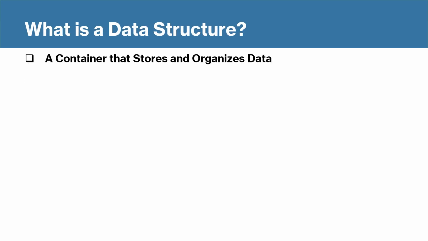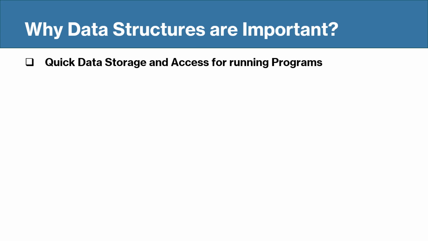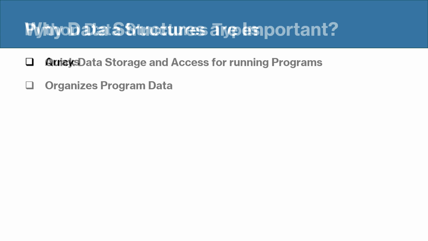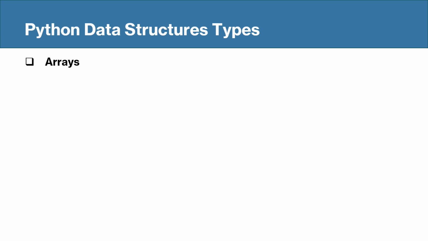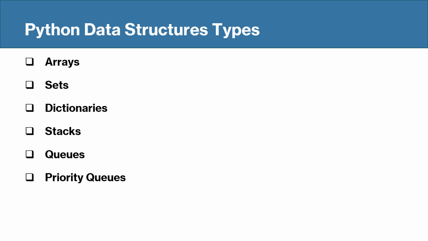A data structure is a container that stores and organizes data, and they're important because they offer quick data storage and access for running programs, and they can help you organize your data for the program. The Python data structure types we will cover are arrays, sets, dictionaries, stacks, queues, and priority queues.